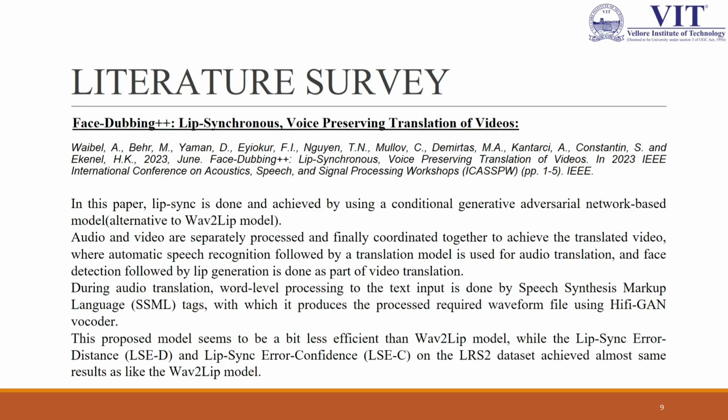Next slide. So this paper introduces a conditional generative adversarial network, which is GAN, for lip sync, serving as an alternative to the wave-to-lip model. So the process involves separating processing of audio and video, which are then synchronized to produce translated videos. Audio translation employs automatic speech recognition and translation models, while video translation involves face detection and lip generation. So word-level processing uses SSML tags and HiFi-GAN to aid in audio translation. Although this model is slightly less efficient compared to the wave-to-lip, it achieves comparable lip sync error distance, LSED, and LSCC, results on the LRS2 dataset.